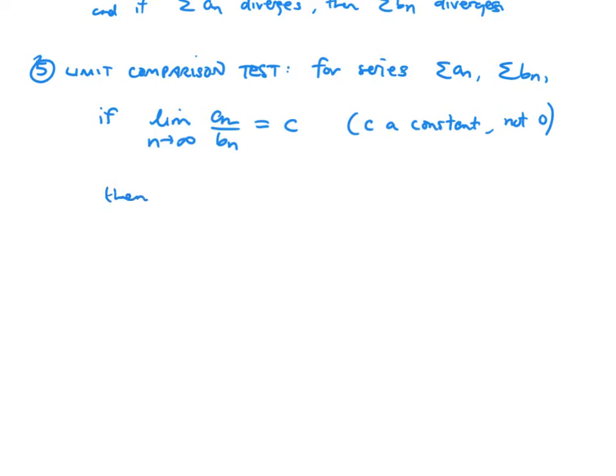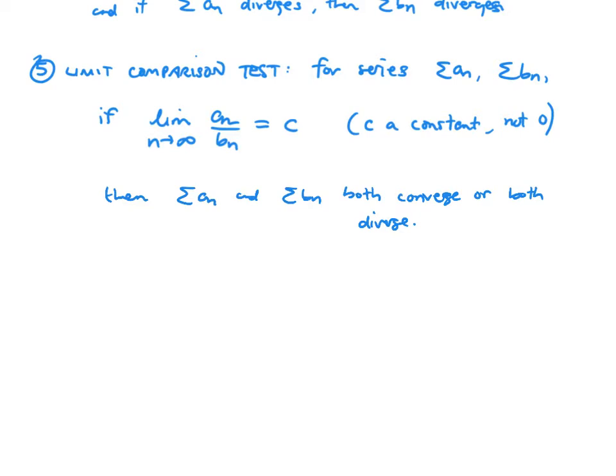the conclusion is that basically AN and BN are behaving the same way. And so that means then the summation of AN and the summation of BN both converge or both diverge. They do the same thing.